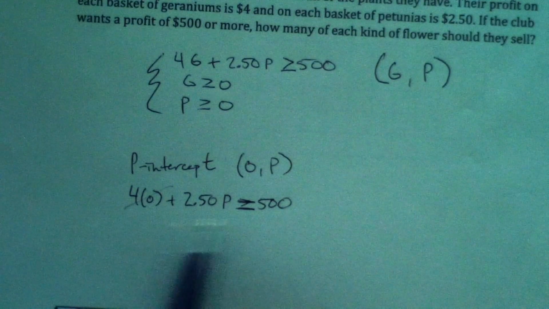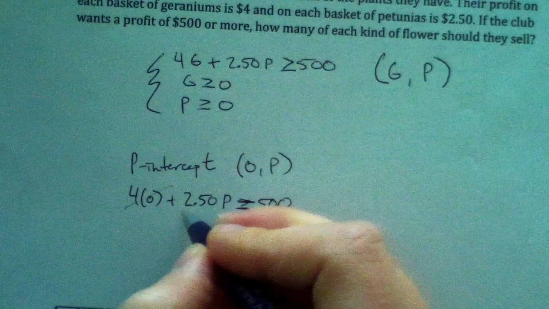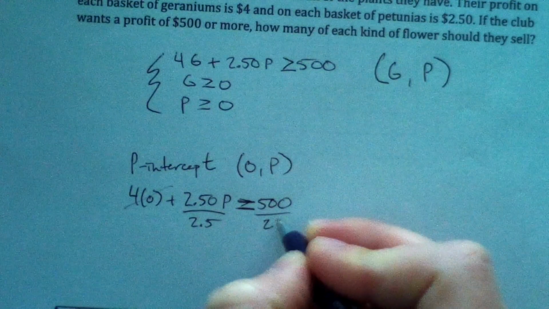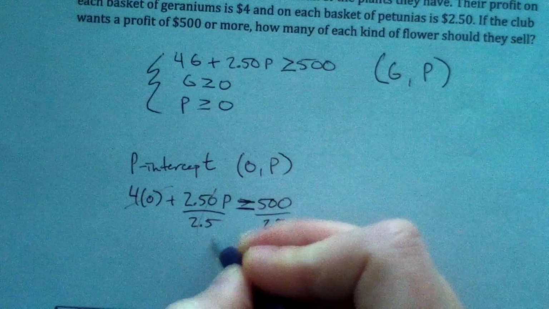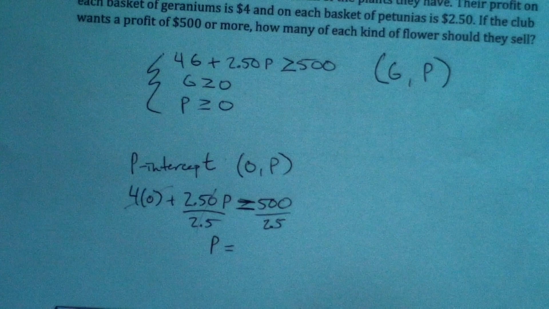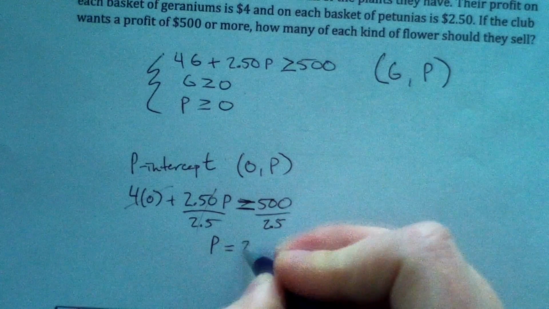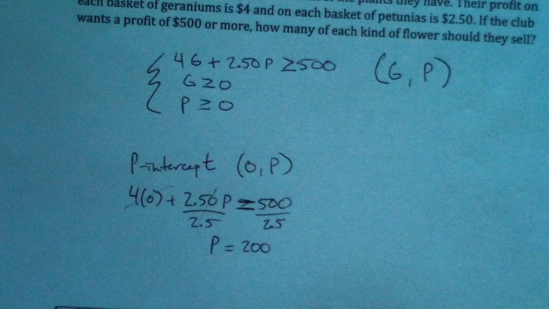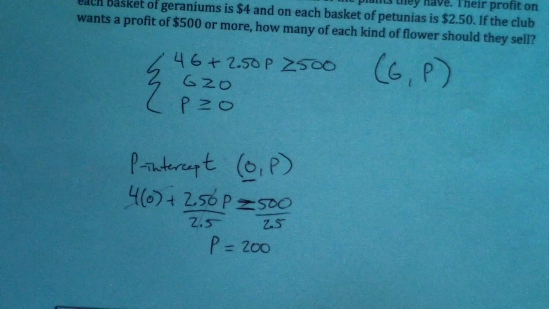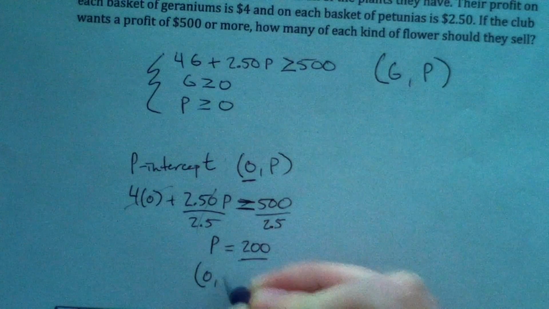And then you would just do the exact same thing with your other flower, so we'll want the geranium's intercept, or the g-intercept. With this one, since we're trying to find the g, we make the p 0 this time, so it would be g, comma, 0. And then you do the same thing, but you put the 0 in for the p spot. So it would be 4g plus 2.50 times 0 is equal to 500, or again, you can put that other symbol there, it doesn't matter.